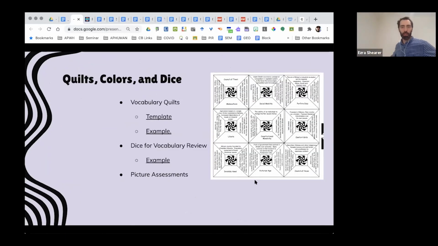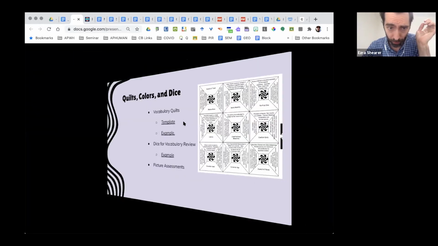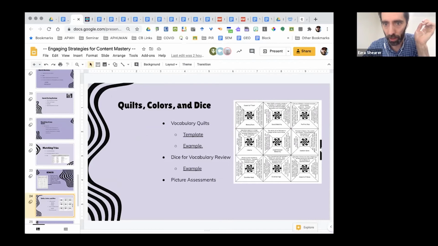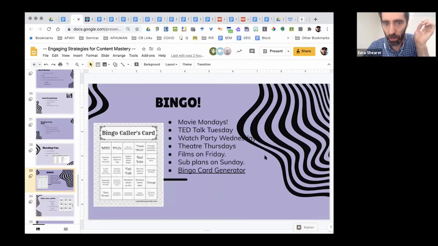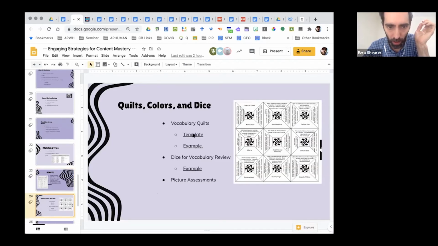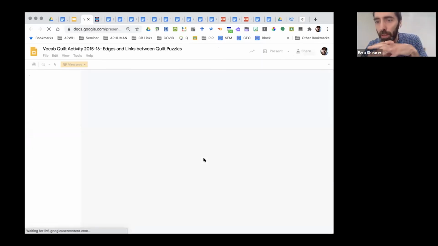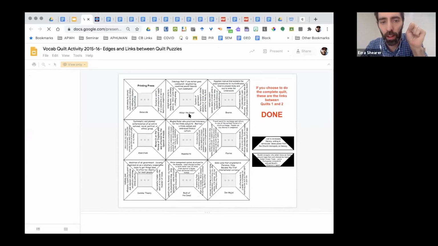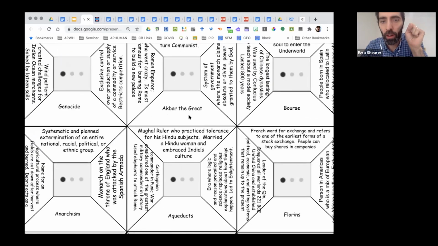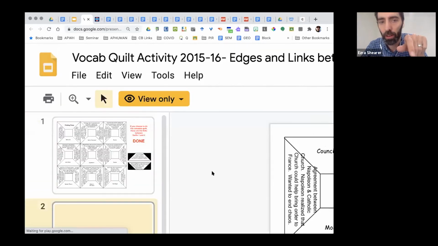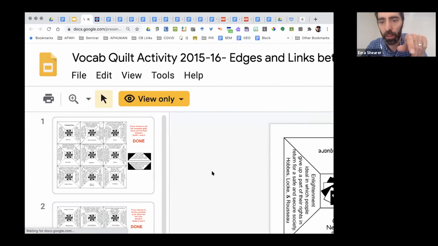A few last minute ones here. Quilts, colors, and dice. Oops, sorry. This one is really hard to design. So it is a vocabulary quilt. This is a PowerPoint template. And basically what this looks like, you'll cut these out, right? So you're gonna cut these out into little squares. I'm sorry, that screen might be making us all nauseous.